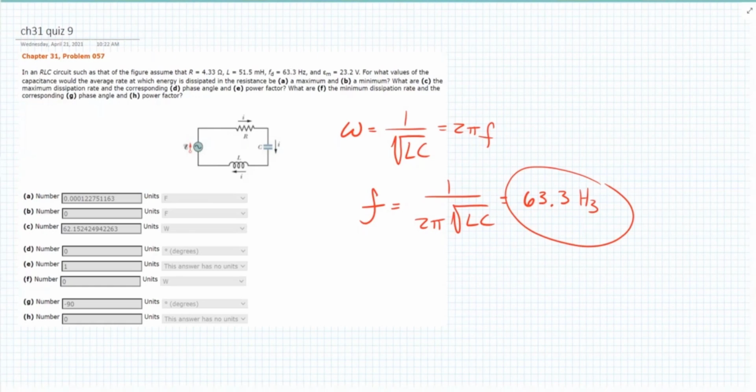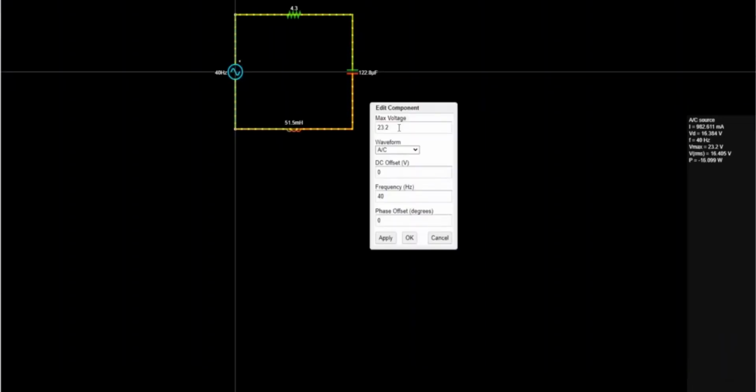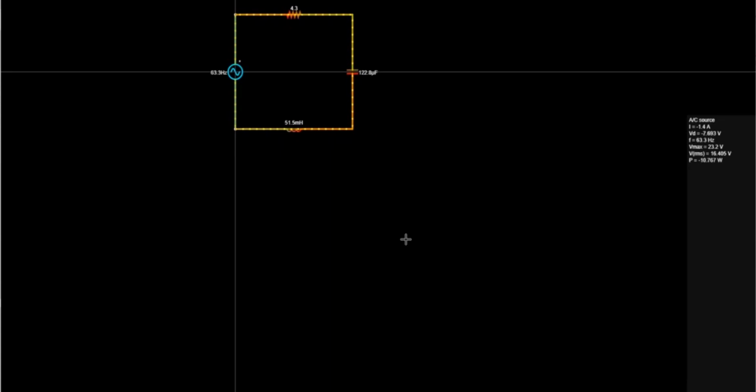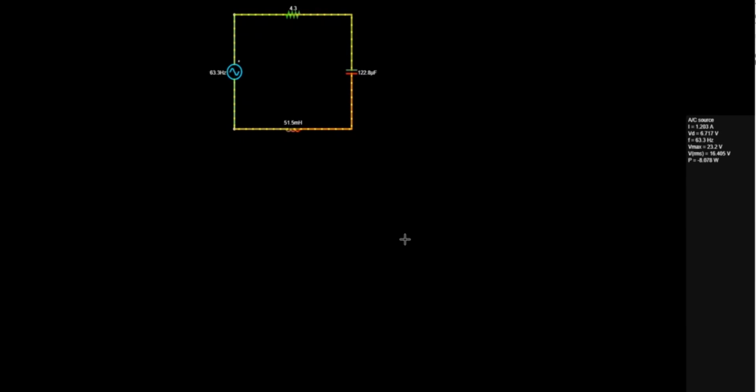So back to Falstad. All right, set your frequency to 63.3, which was in fact given. There it is. So now you're looking at a resonating circuit. Using math and physics, we said the maximum power dissipated in the form of heat through the resistor is 62.12 watts.